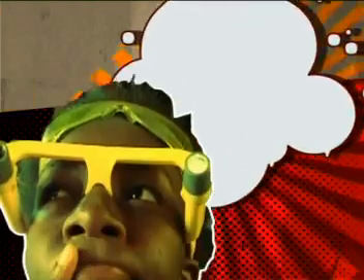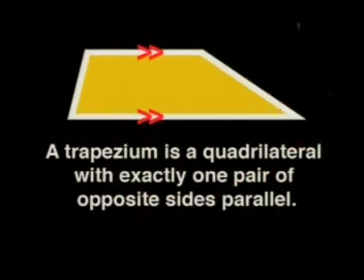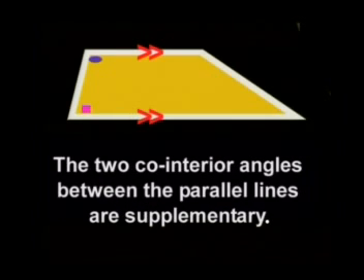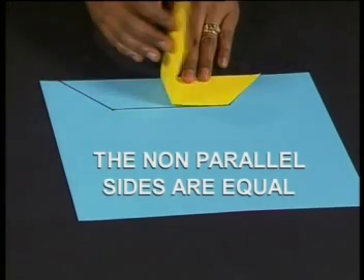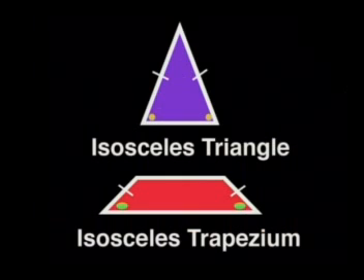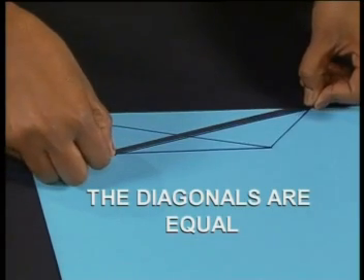Let's summarize what we have found in this lesson. A trapezium is any quadrilateral with only one pair of opposite sides parallel. The co-interior angles between the parallel lines are supplementary. In an isosceles trapezium, the non-parallel sides are equal. The angles at the base of the equal sides are also equal, and the diagonals are equal.